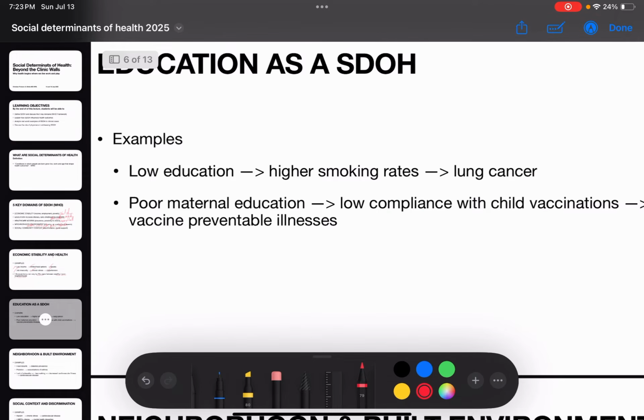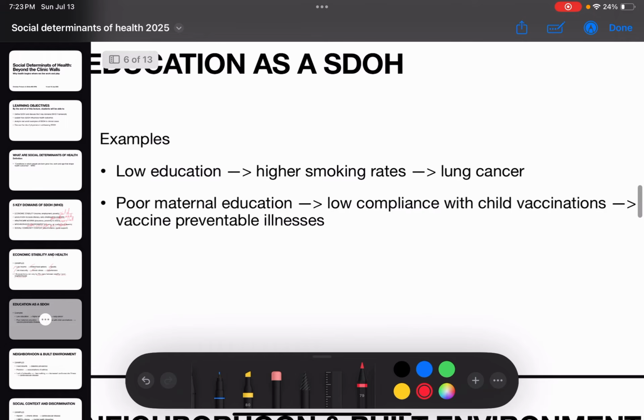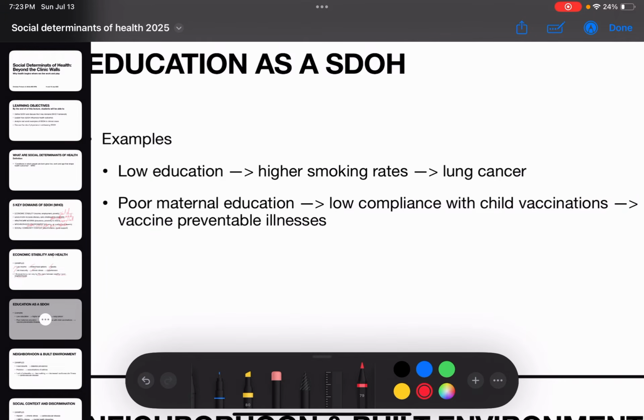Education as a social determinant of health. So low education leads to higher smoking rates and lung cancers. And poor maternal education leads to low compliance with child vaccinations and an increase in your vaccine preventable illnesses.